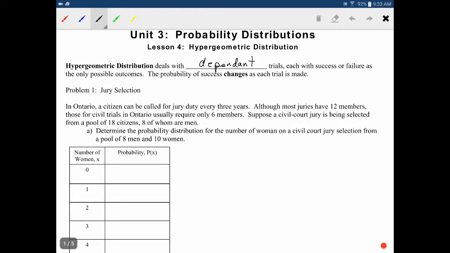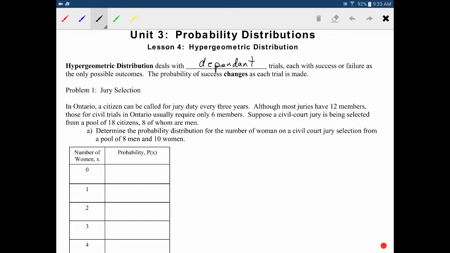Hey guys, today we're going to look at our final distribution, the hypergeometric distribution. This distribution differs from the ones we've looked at previously because the trials are dependent. Each trial will affect the future trials. It is still a success or failure though.